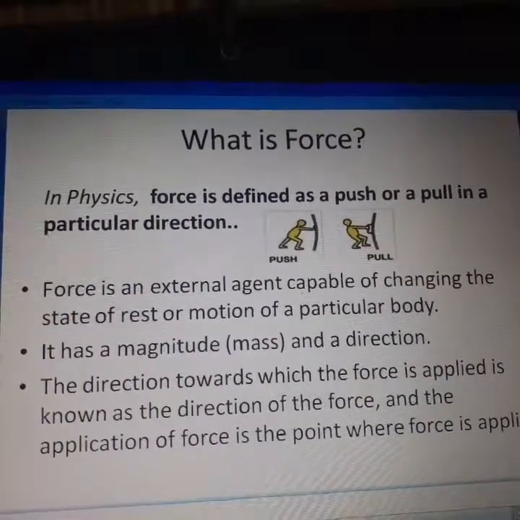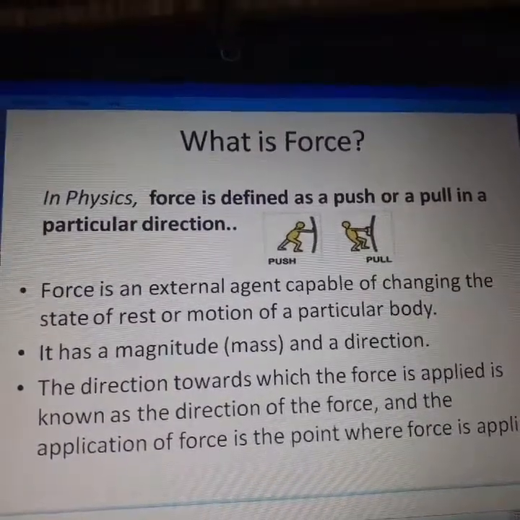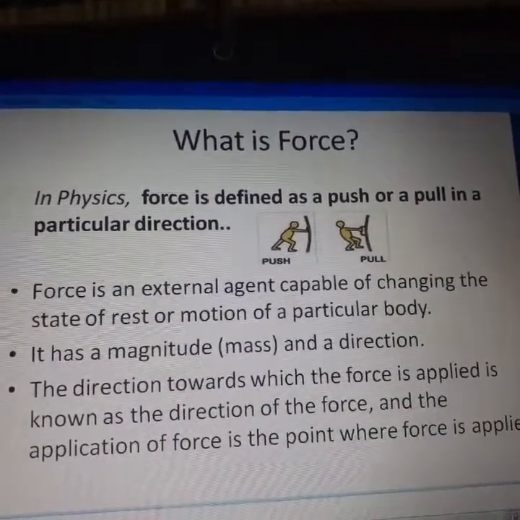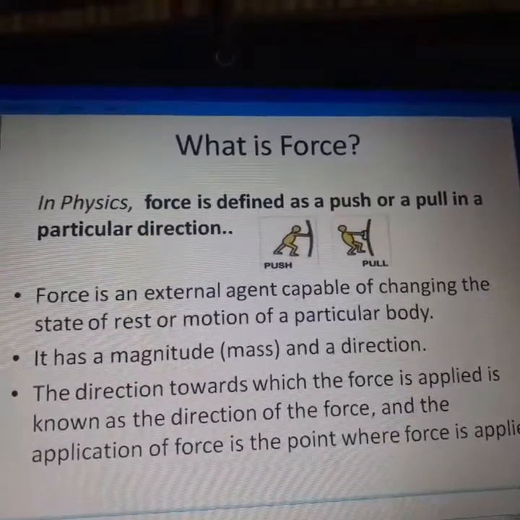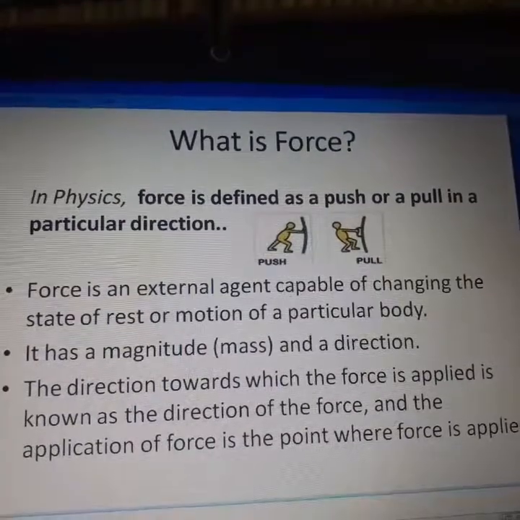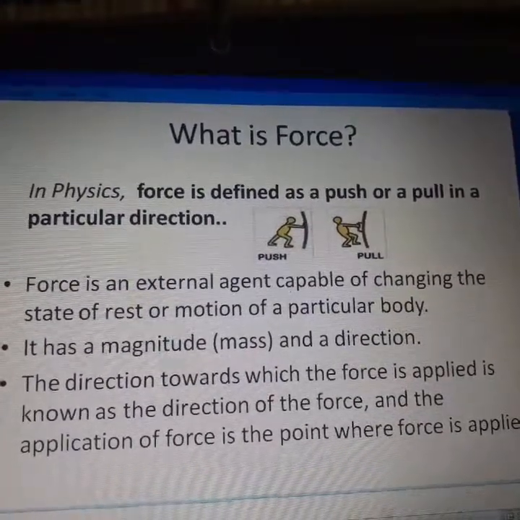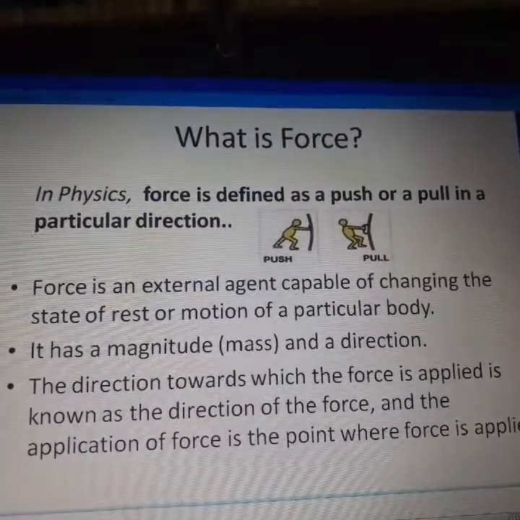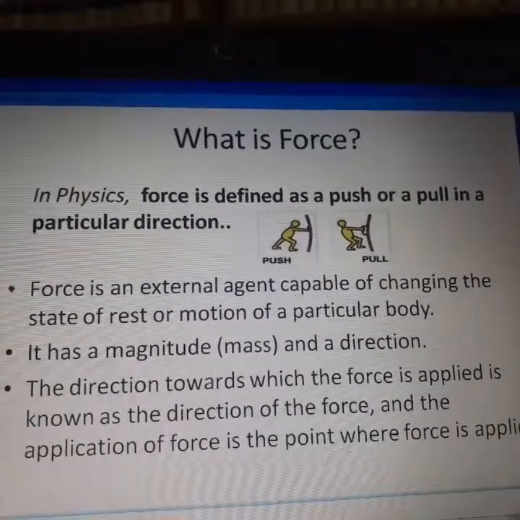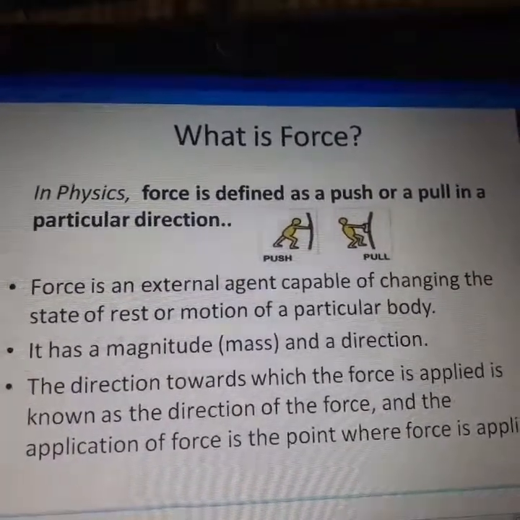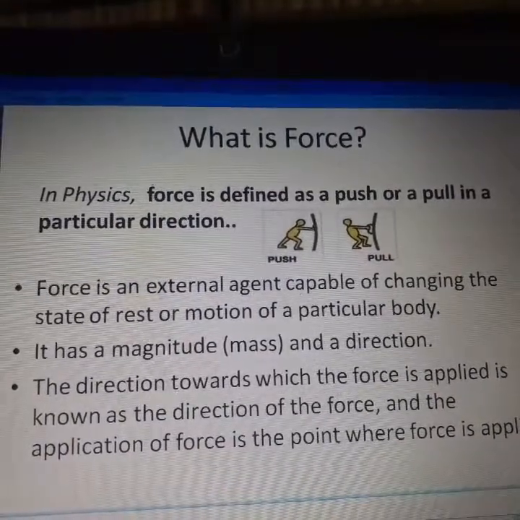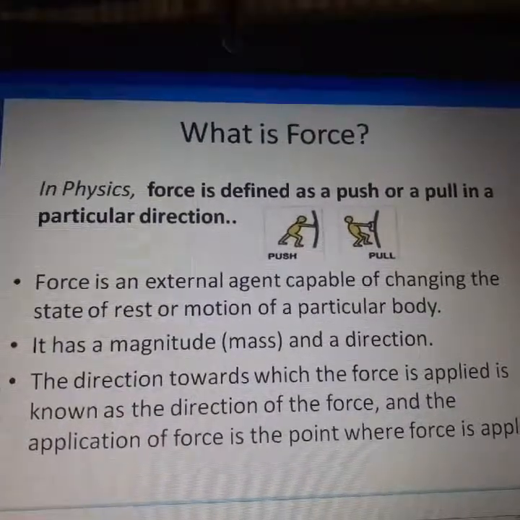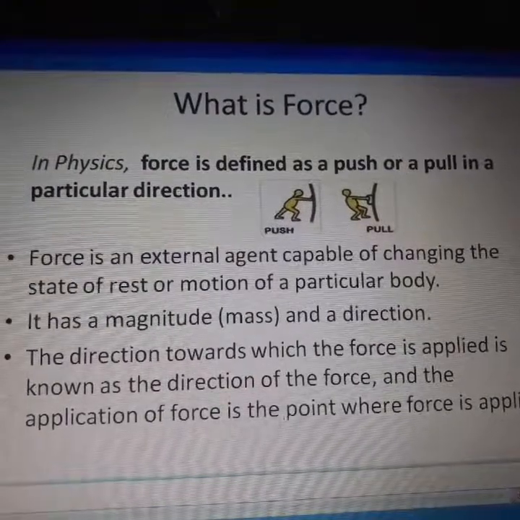The direction towards which the force is applied is known as the direction of force. For example, in the above picture, you can see the boy is pushing the door, so the direction is to the right. Where he is pulling it, the direction is towards the left. Point of application of force is the point where the force is applied. In the above example, the handle of the door is the point where the force is applied.